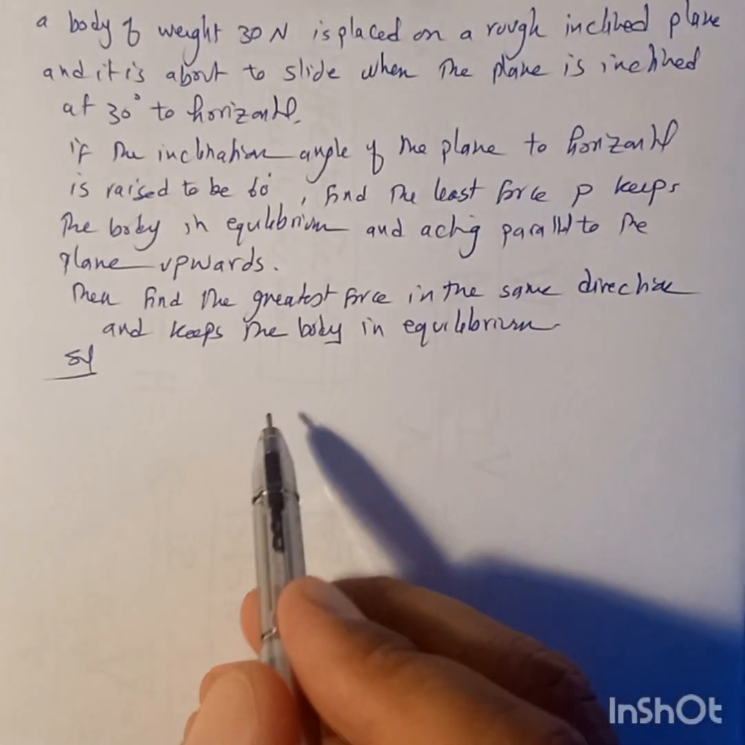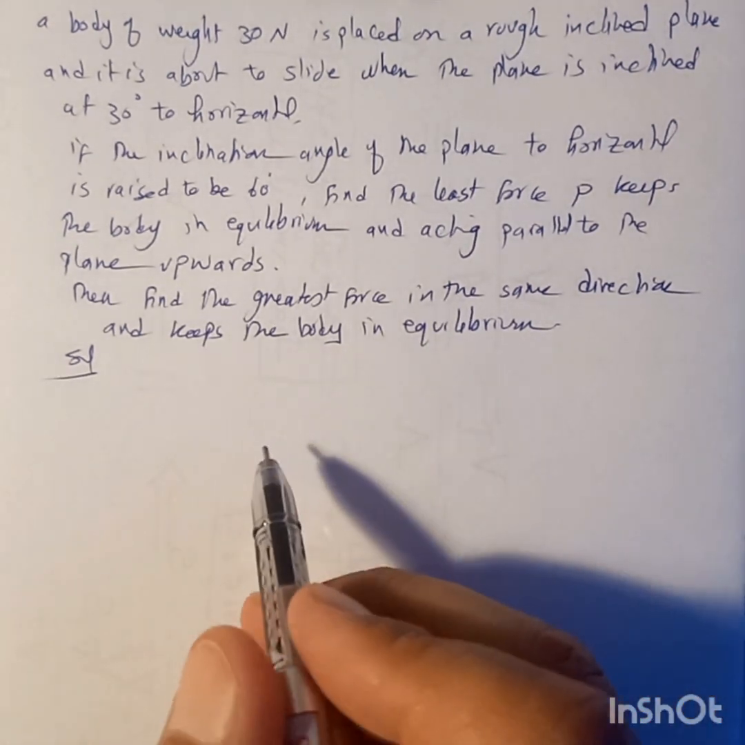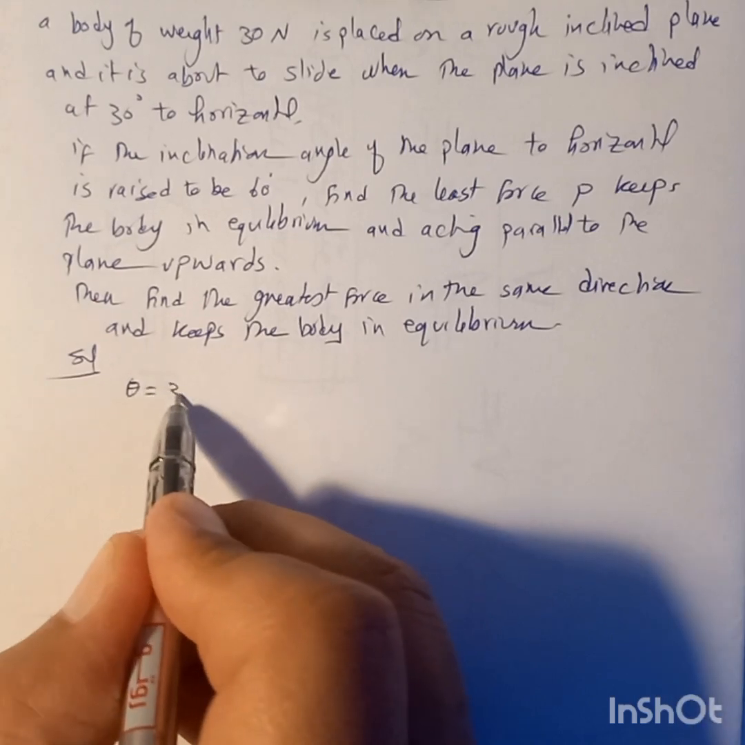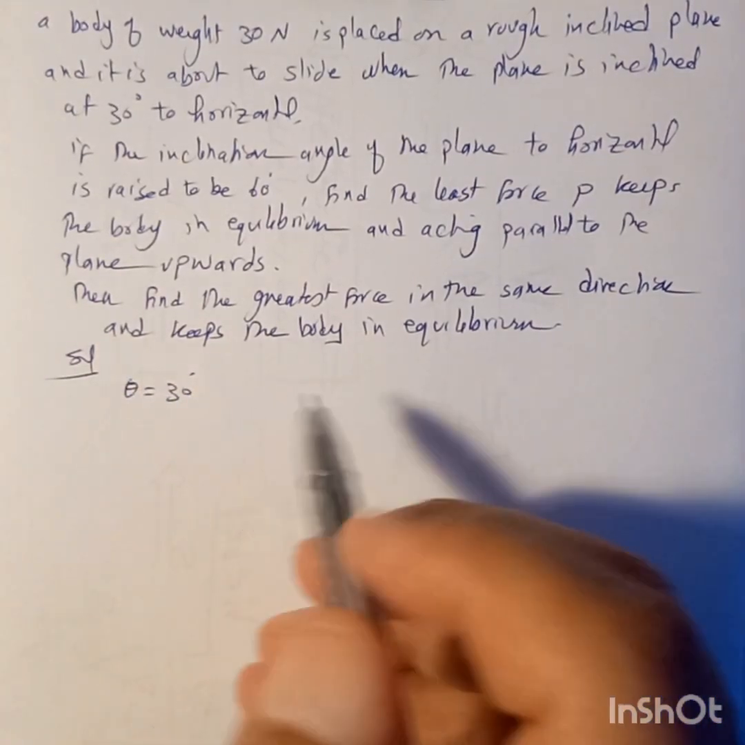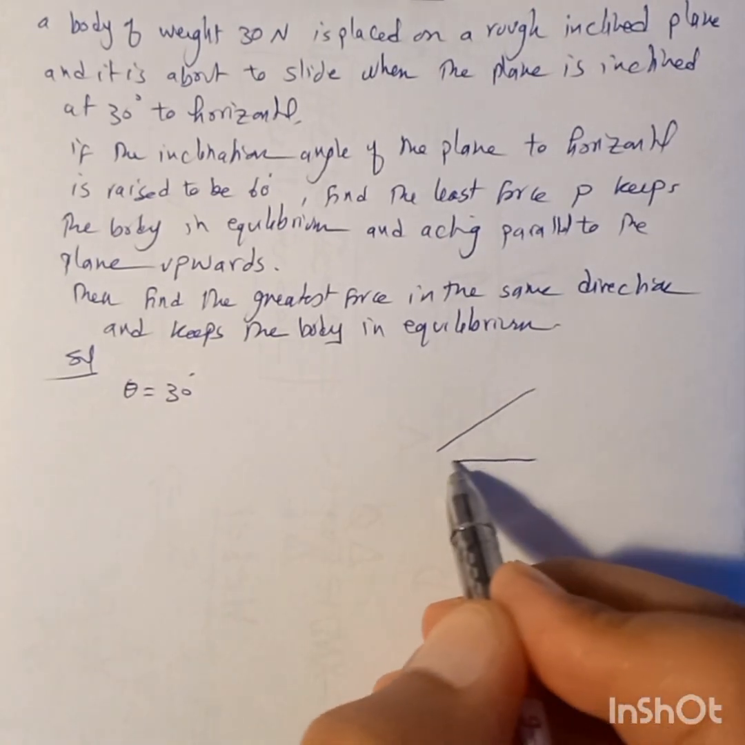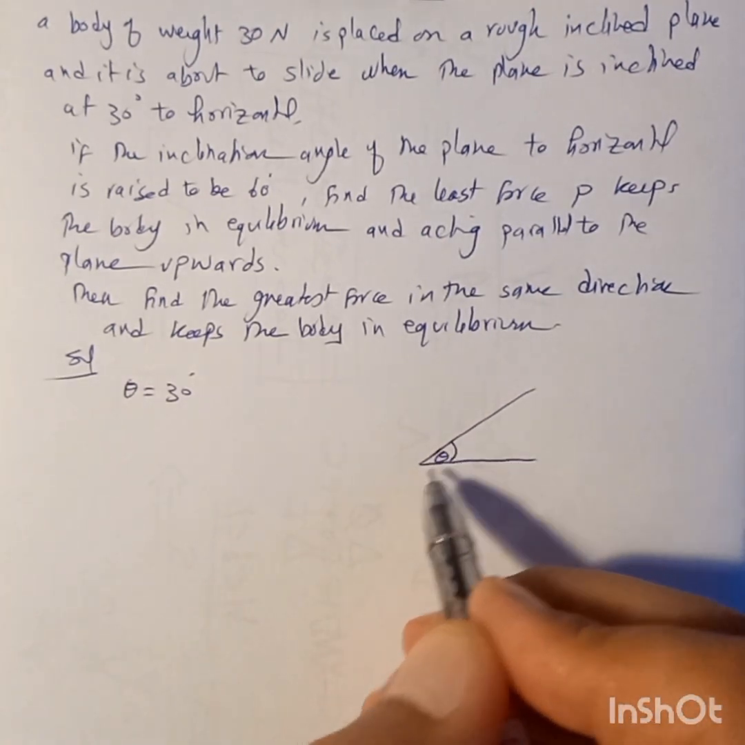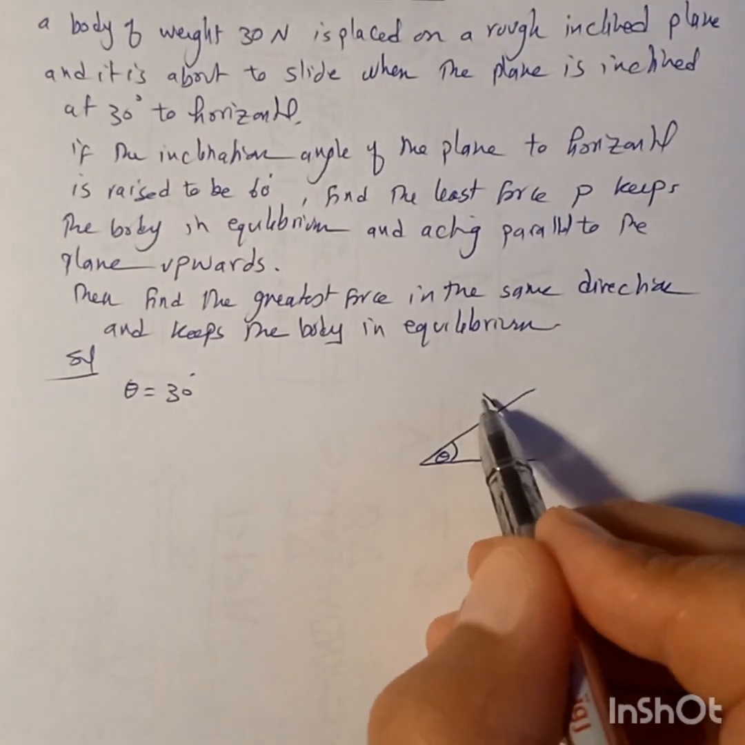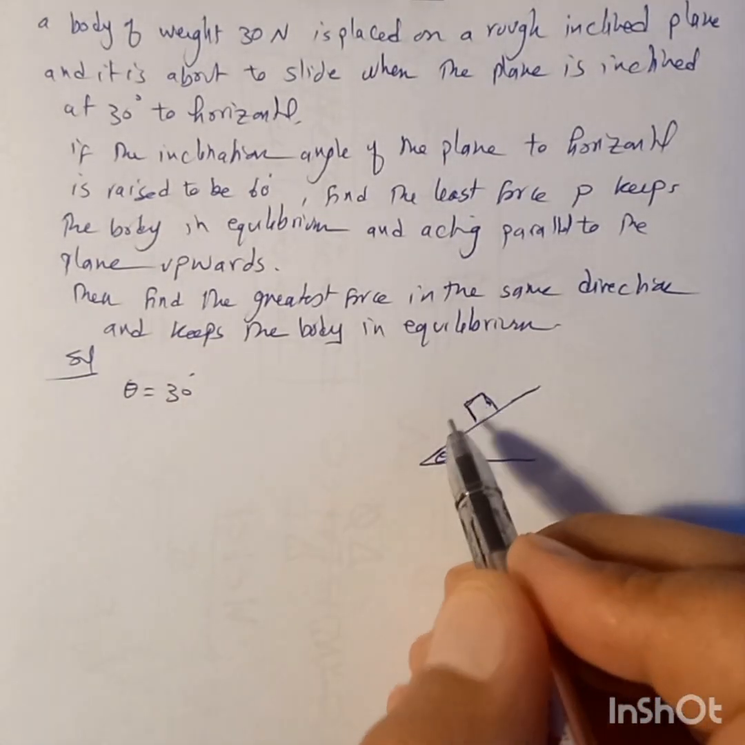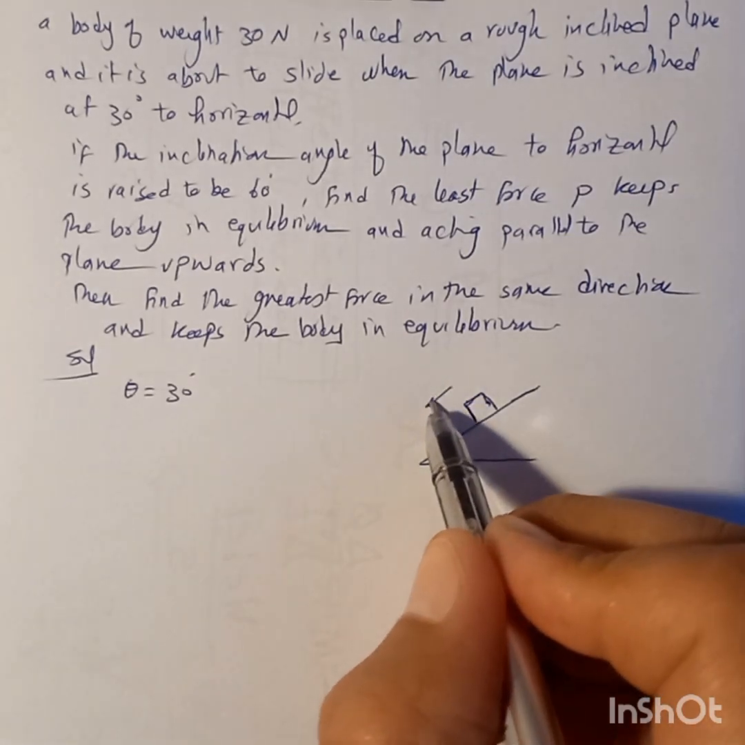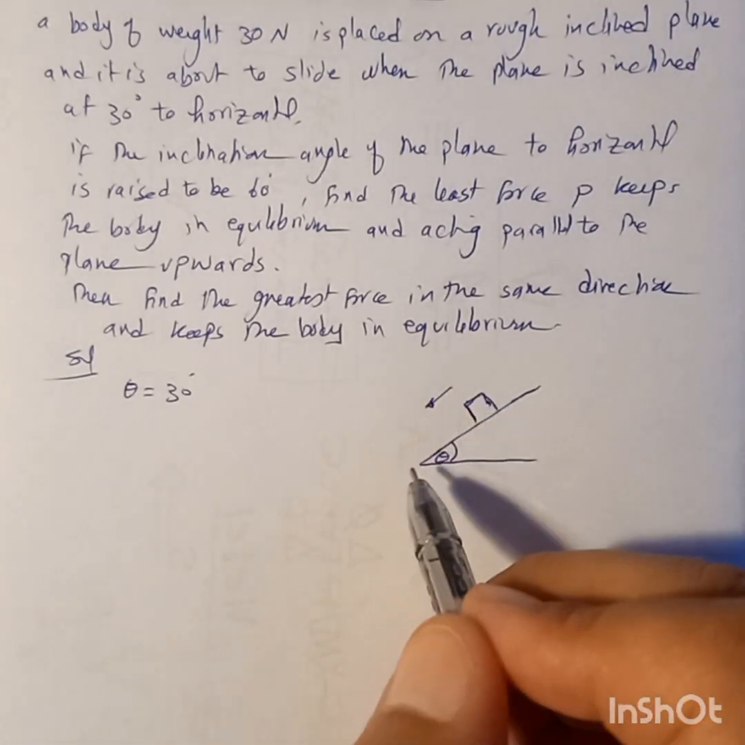We have here two situations. When theta equals 30, theta is the inclination angle of this rough inclined plane to the horizontal. Here we have this situation, with theta equals 30 and the body placed on this rough inclined plane. Here the body is about to slide downwards under the action of its weight only.